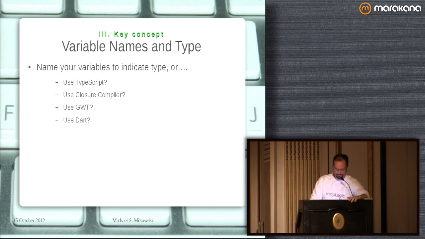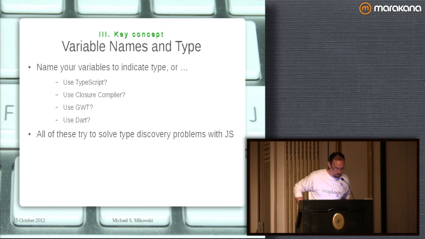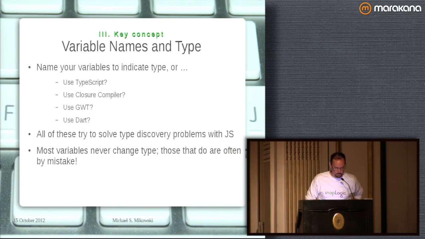It's interesting. The bottom line is most variables you'll ever create in JavaScript never change type. And oftentimes those that do are by mistake.